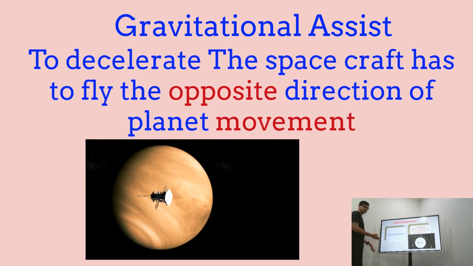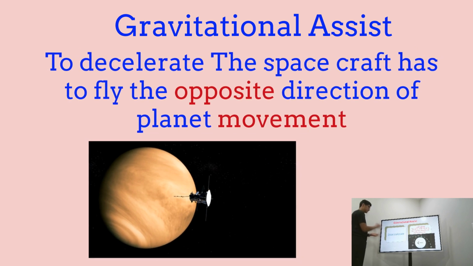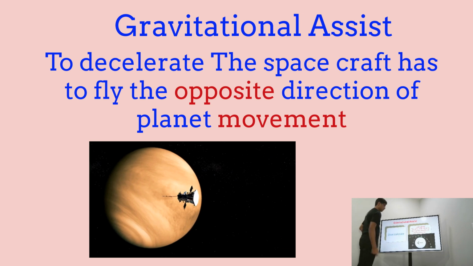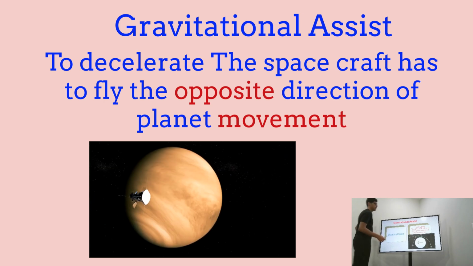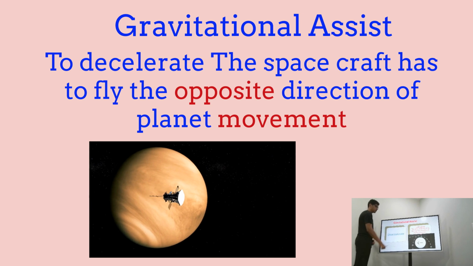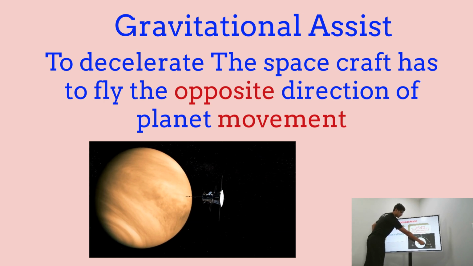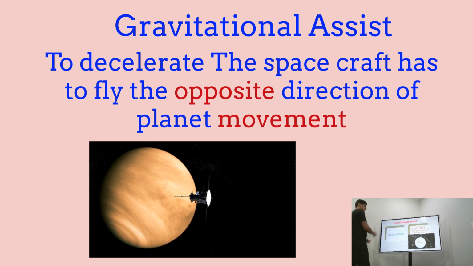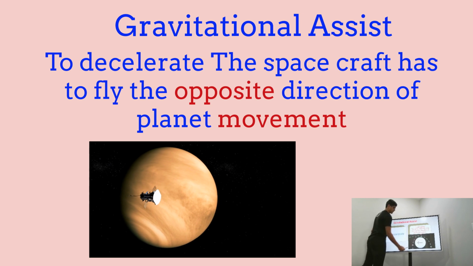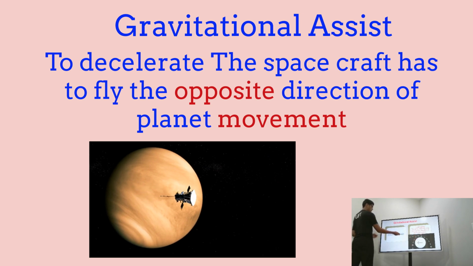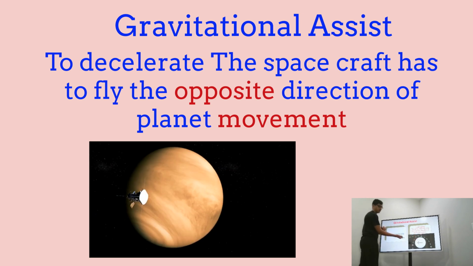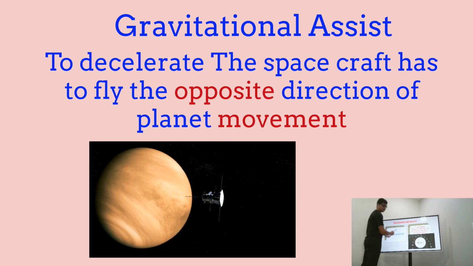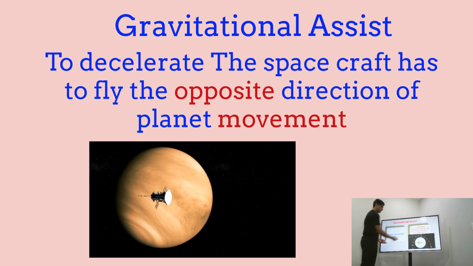Deacceleration is just the opposite of acceleration. To deaccelerate, the spacecraft has to fly in the opposite direction of how the planet moves. We still have our acceleration way, the green line. That's how to accelerate, and to deaccelerate, we have to go in the opposite direction. So if the planet is moving towards the left, then we have to go towards the right. If we do that, then our spacecraft just goes slower. That's basically what deacceleration is.